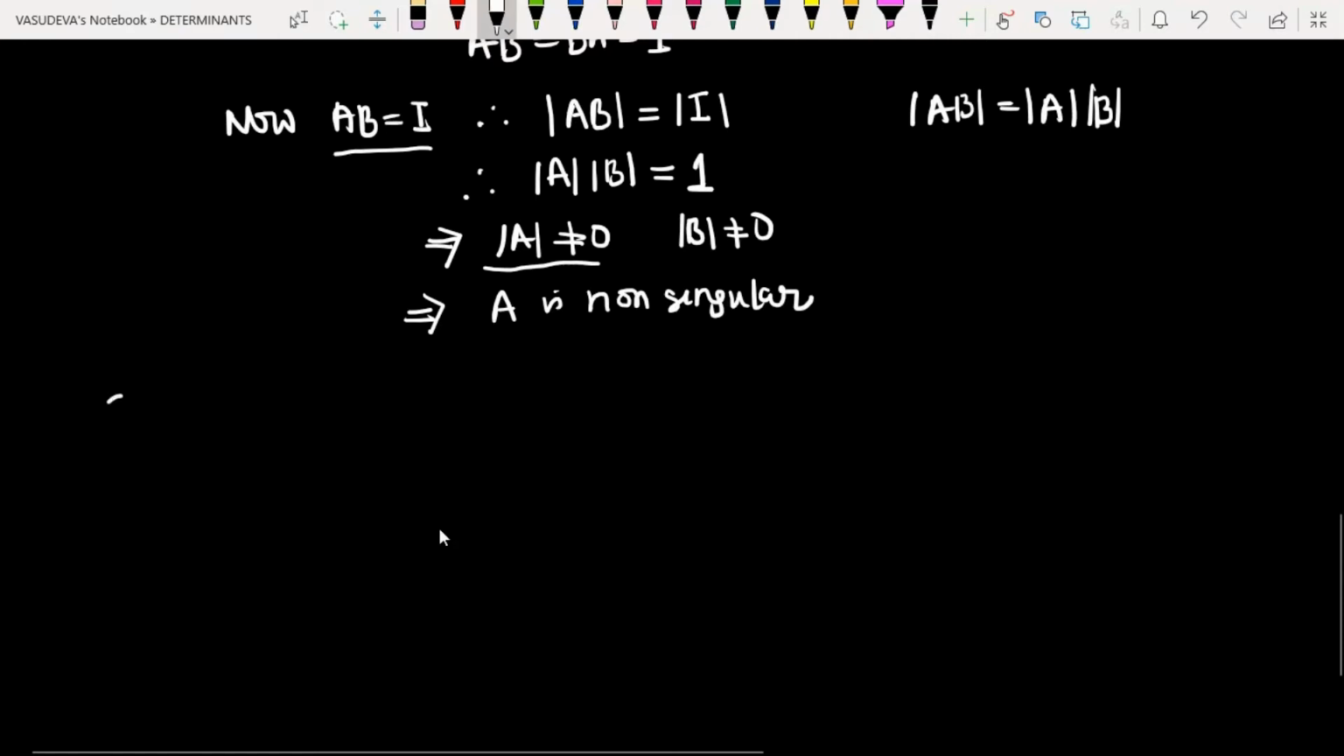Now conversely, let A be a non-singular matrix.